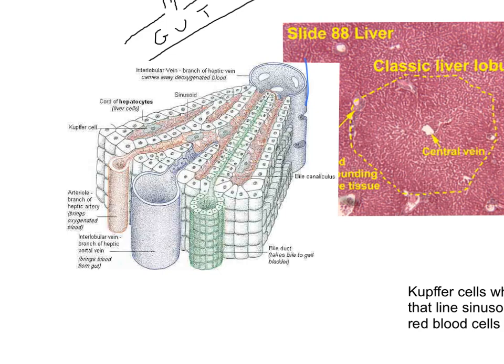Also, lining the sinusoids are these cells here, and they're called Kupffer cells. Another key word, Kupffer cells. And what they do is that they're phagocytic cells, and they engulf worn-out red blood cells, and they break down the red blood cells into amino acids, which can be used for amino acid or protein metabolism in the hepatocytes. Iron, which is recycled and is taken back in the bloodstream to the bone marrow to make new red blood cells.